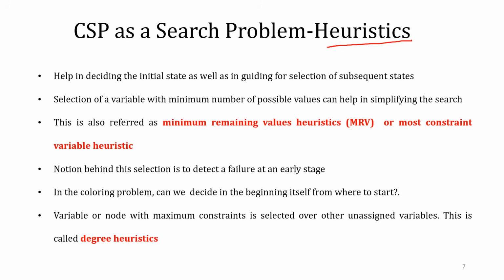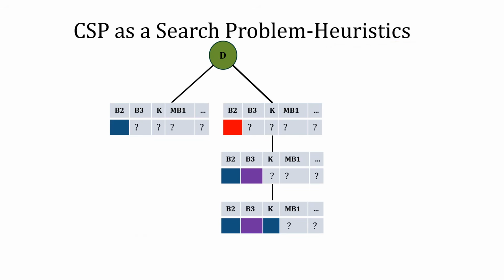And then heuristics. What are heuristics? These heuristics will help in deciding the initial state as well as guiding for the selection of subsequent states. The selection of a variable with minimum number of possible values will help in simplifying the search. This is also termed as minimum remaining values heuristic or most constrained variable heuristic. The main advantage of this is we can detect a failure at an early stage. The variable or the node with maximum constraints is selected over other unassigned variables, and that is called the degree heuristic. So as shown here, instead of the hall, we can choose this variable with the maximum constraints, say dining.